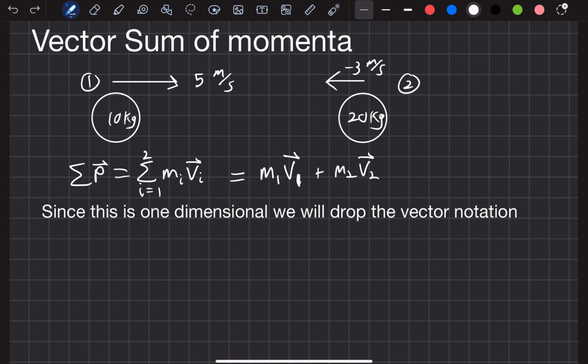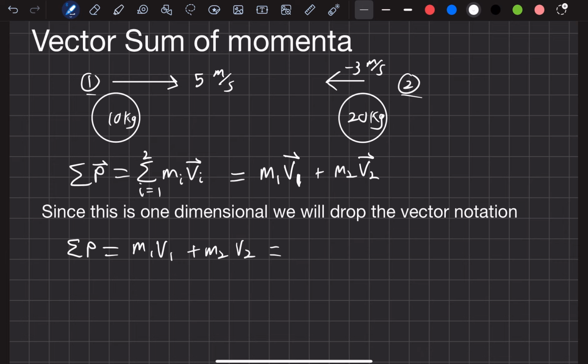Once again, since we are working in one dimension and one dimension only, we're going to drop the vector notation from now on. We could include a subscript showing that it's in the x direction, but we're not even going to include that. We're going to simplify this down to just one-dimensional, so we're going to drop all the subscripts except 1 and 2 for objects 1 and 2. So let's write this down here again. The sum of all momentum equals m1v1 plus m2v2.